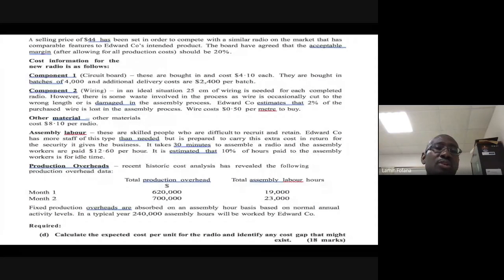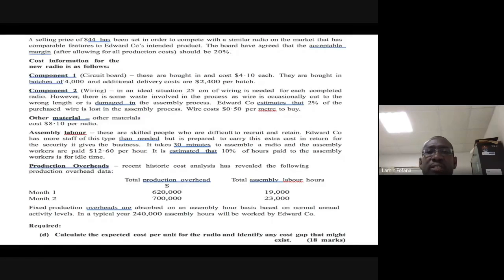So when you explain your value engineering, you'll say Edwards Company Limited should look at the component counts of its materials and the unit prices for those materials. For example, you look at the circuit board, the wiring. You can say Edwards Limited can look at possible alternatives for wiring which are going to be cost effective. And it spoke about 25 centimeters of wiring which needs to be cut.